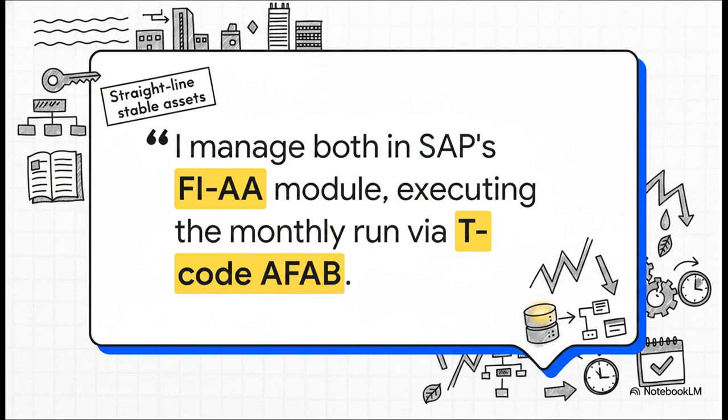So, the crucial point is synthesizing all of this into one perfect answer. You should memorize this. Straight line offers steady expense for stable assets, while accelerated front-loads costs for fast depreciating ones. Operationally, I manage both in SAP's FI-AA module, assigning the right depreciation key to the asset master before executing the monthly run via T-code AFAB. Just like that, in 2 sentences, you cover the concept, the business rationale, the software module, the master data requirement, and the specific transaction code. That is an unbeatable answer.